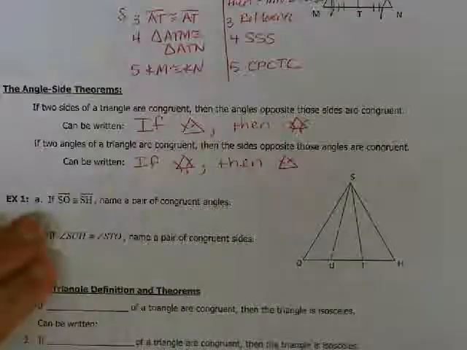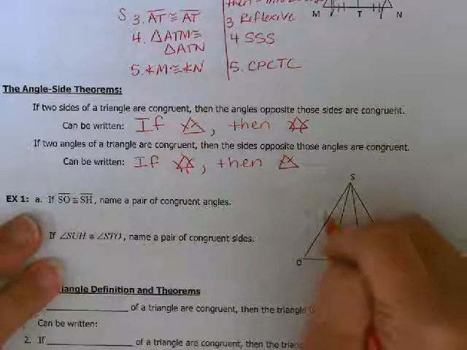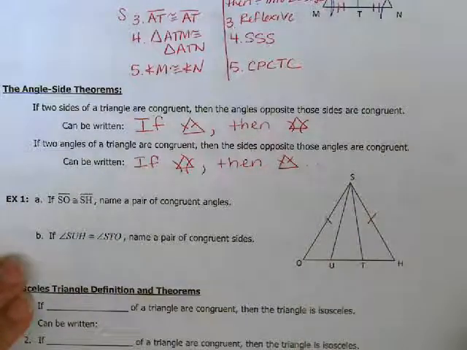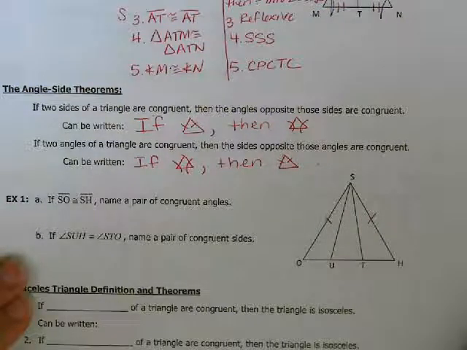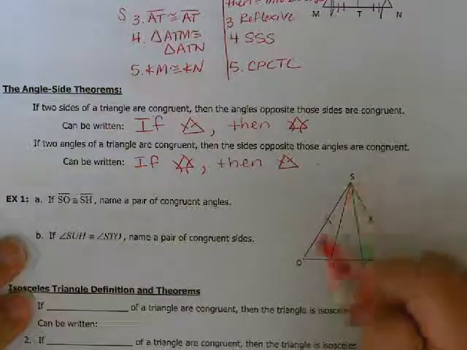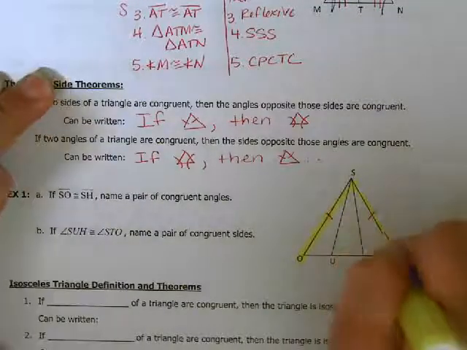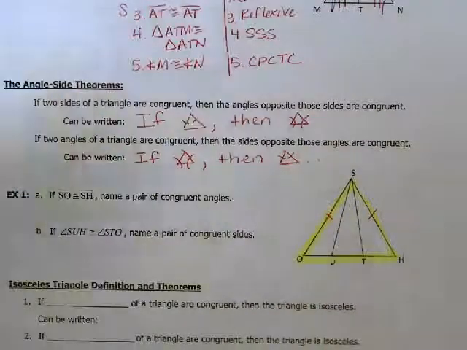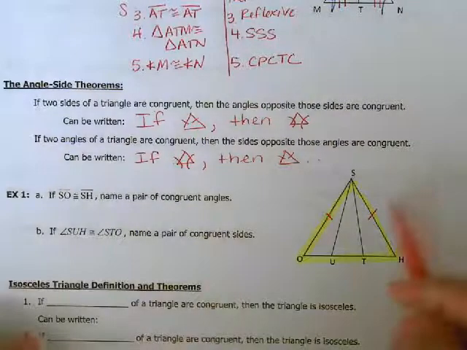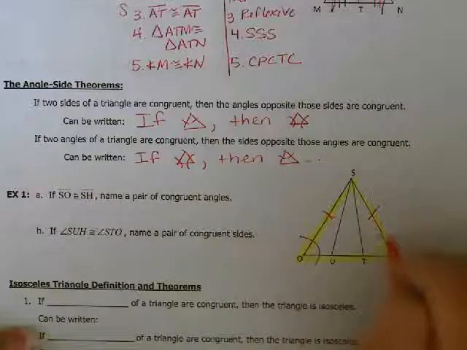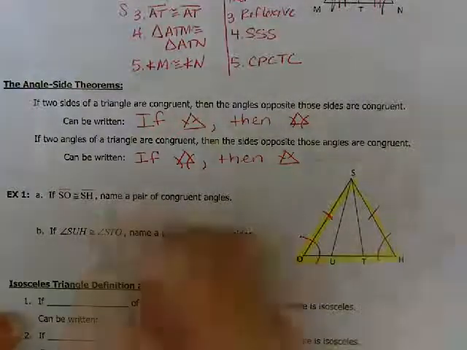All right, so first I know for part A that SO is congruent to SH. And I want to know which angles are congruent as a result of those. So the sides are marked on this isosceles triangle that I'm highlighting in yellow. Okay. So the base angles that go with these sides on the triangle that's highlighted are angle O and angle H.